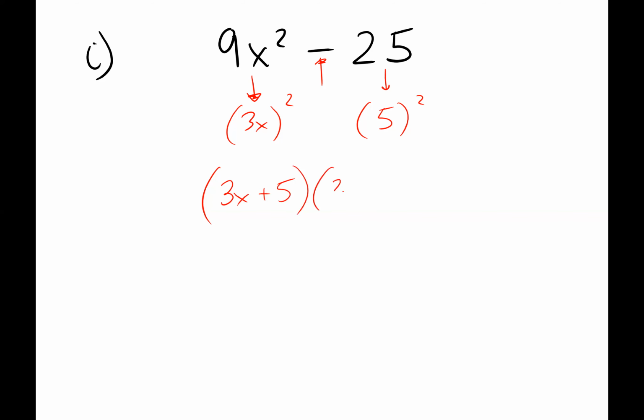And if you put 3x minus 5 first and 3x plus 5, that's no problem as long as both of them are there. Okay.